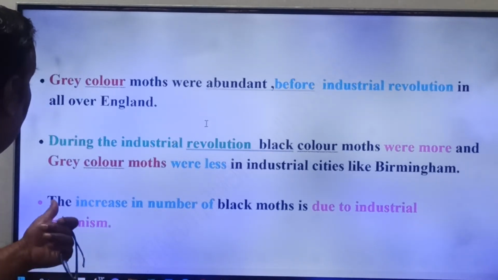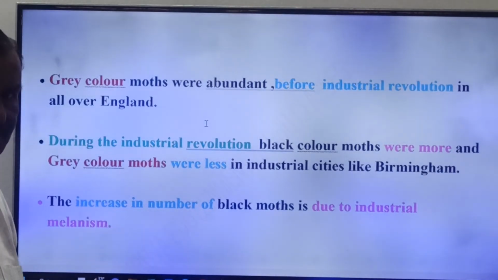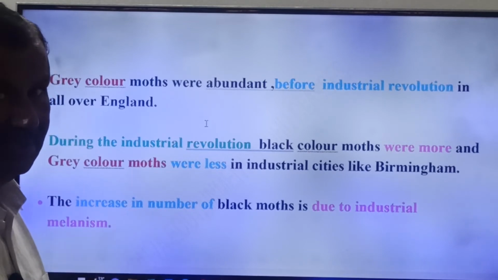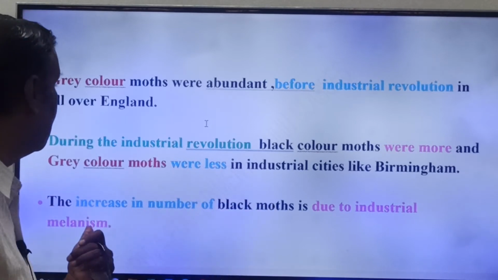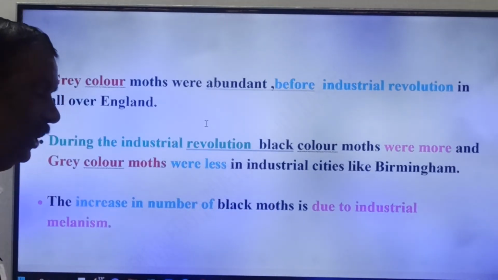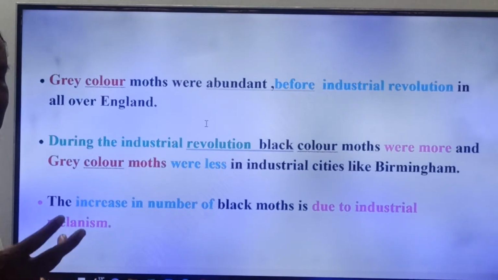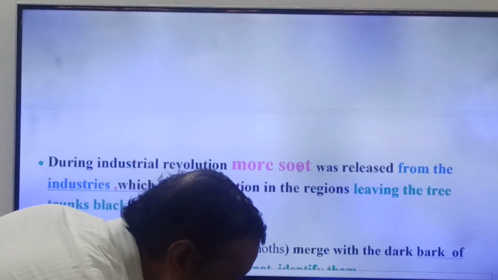Okay, friends. Now, the increase in number of black moths is due to industrial mechanism. So, why were the black color moths more during the industrial revolution? Due to industrial mechanism, the number of black color moths increased in England, particularly in the industrial cities like Birmingham. For this, we have to give reasons, friends.